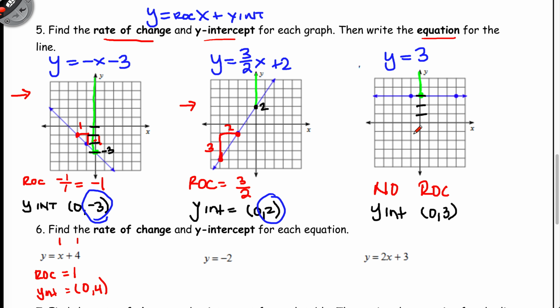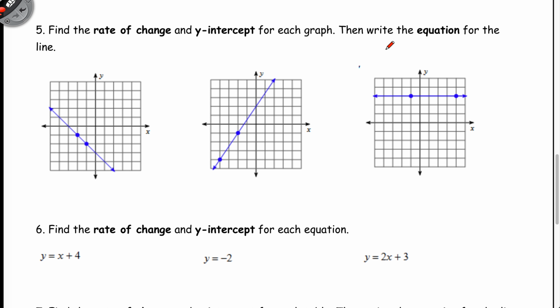Now, if you look at this one, that looks just like the one we've just finished doing where there is no ROC. So we're going to say no rate of change. And my y-intercept is 0, negative 2. All right, this last one here, this is my y-intercept. There's my rate of change. So rate of change is 2. And my y-intercept is not just 3, it is 0, 3. And that's it. That's how you answer those.